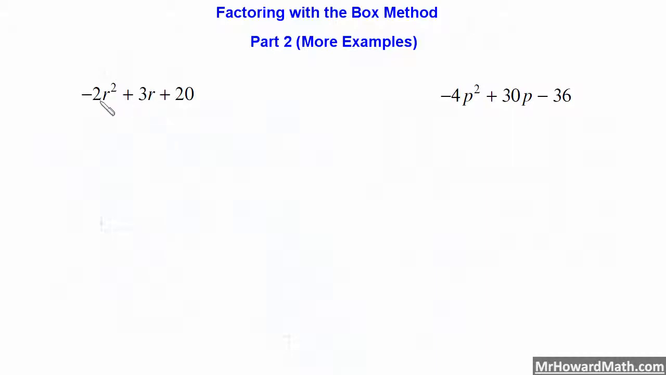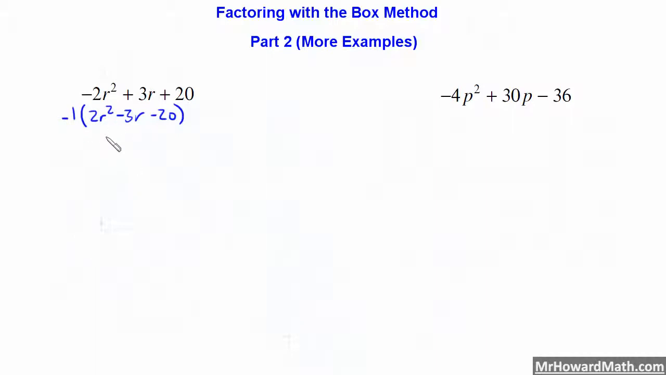You can see here that we don't have anything that we can factor out as far as a bigger number, but we do need to get rid of this negative right here in front of this first term in order to make the box method work. So we need to factor out a -1, and basically you just change the signs of everything here. So that would give us a positive 2r squared, a negative 3r, and a negative 20. Now we can work with this. We must remember at the very end to put that negative out in front once we get our 2 factors. Okay, so we cannot forget that.